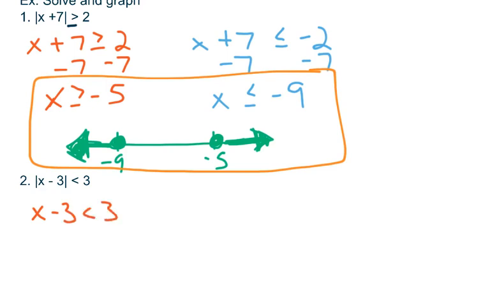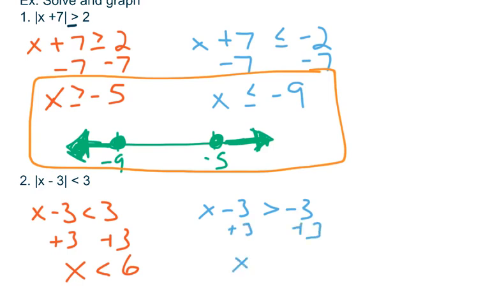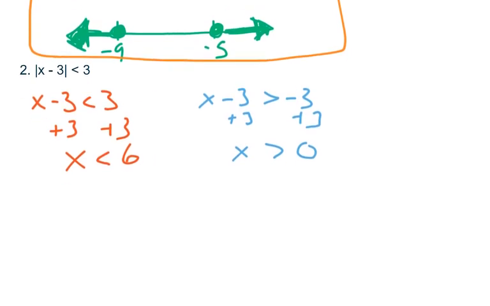Second inequality, drop the brackets, x minus 3, flip the sign. Okay, so flip the sign, this time from less than to greater than, flip it from +3 to -3, and then we'll solve both. So again, we've got one-step inequalities here. So plus 3, x is less than 6, and then plus 3, x is greater than 0.